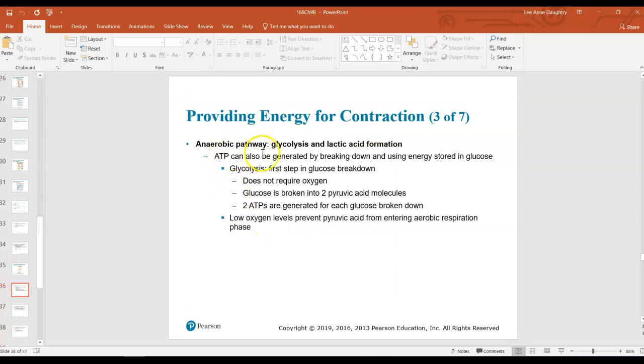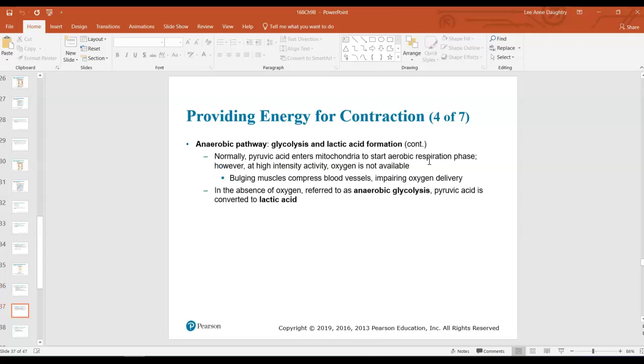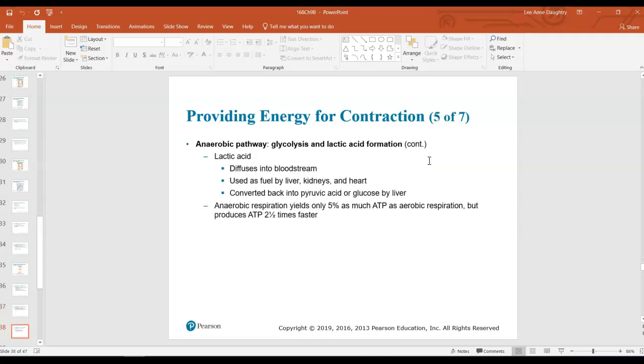Then we have the anaerobic pathway that can generate ATP, but not much. This only happens during low oxygen levels. So this is when the muscle is really tired and fatigued, has been exercising for a while. And the anaerobic processes are called glycolysis and lactic acid formation. Lactic acid is a byproduct that is going to diffuse into the bloodstream, and the liver is going to convert it back into pyruvic acid or glucose.